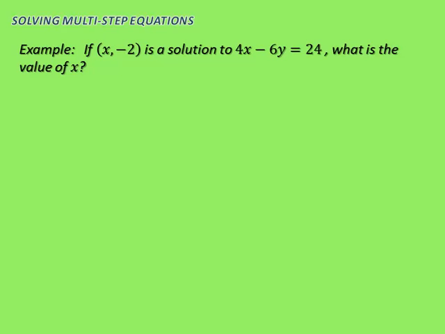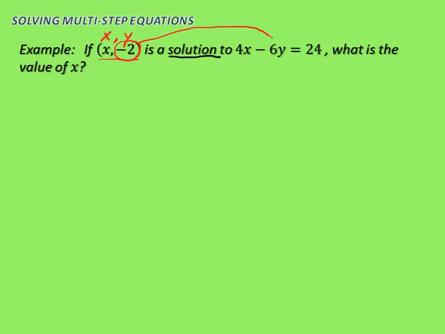Now we're going to use that definition of a solution because in this problem that I have for you, it says solution, so we need to know. It says if the ordered pair x comma negative 2 is a solution to 4x minus y equals 24, what is the value of x? Well, the first thing is we need to look at this parenthesis here. We call this an ordered pair. Remember, an ordered pair goes x and then y. So we know that y is negative 2.